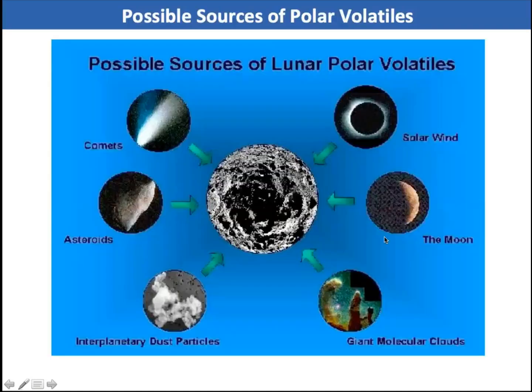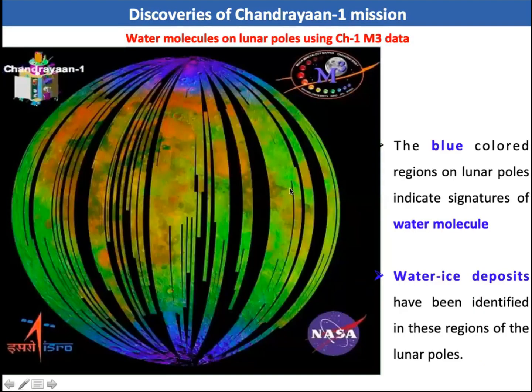So what are the various sources of polar volatiles, especially water? They include contributions from comets, asteroids, interplanetary dust particles, giant molecular clouds, the Moon itself, and solar flares. We will see some of these aspects, but we are not going into all of them. This is one significant finding from our own mission. You can notice this is a mapping of the lunar surface, and towards the northern and southern polar regions, you can see blue colored regions.